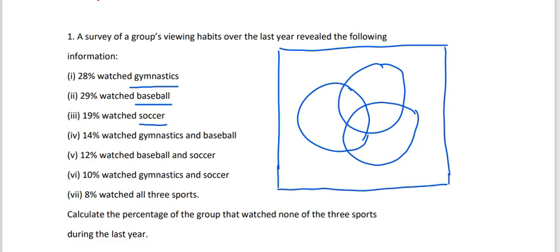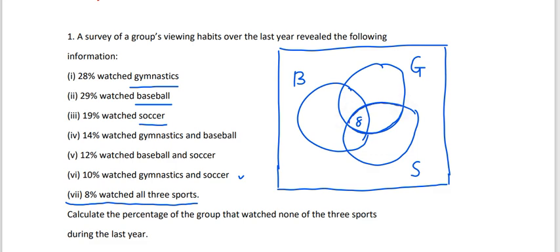Suppose this is G for gymnastics, B for baseball, and A for soccer. For such a problem, the key point is we should start from the three-way overlap, those who watch all of them. This is 8%. Then G and A is 10%, so G and A is this part. So this part is 10%.